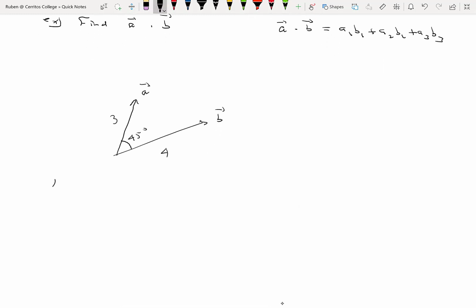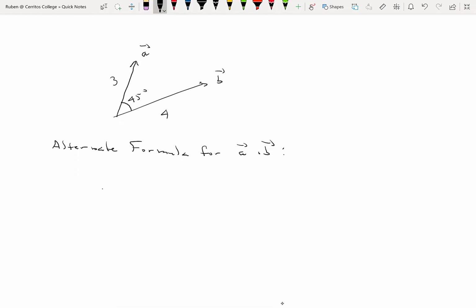So here's the alternate formula for A dot B. A dot B is equal to the length of A times the length of B times the cosine of the angle between the two vectors.